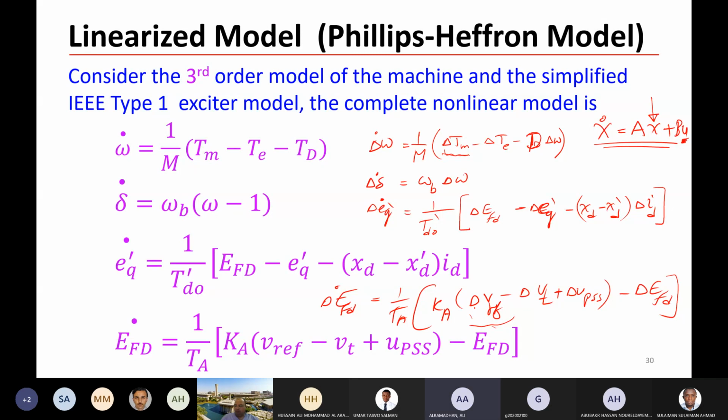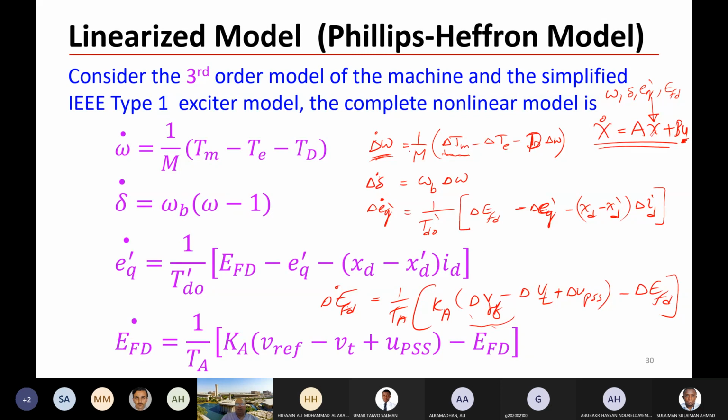We have 4 states, Doctor. Let me tell you what the states are: it's omega and delta, EQ prime and EFD. So these are the X dot. We need to express this in terms of X.